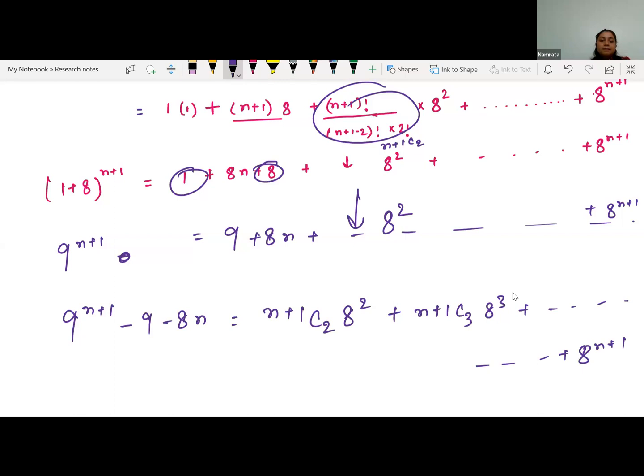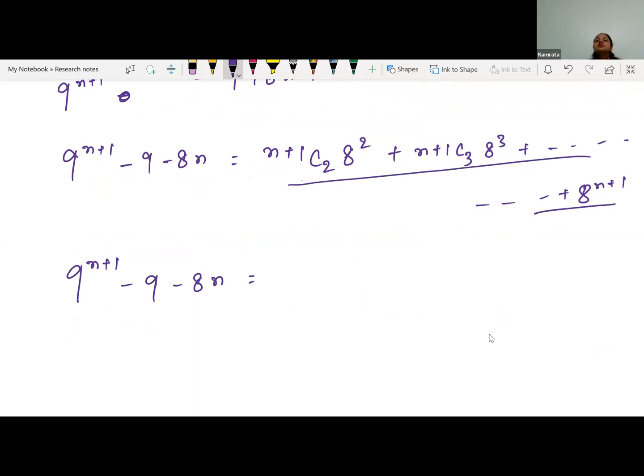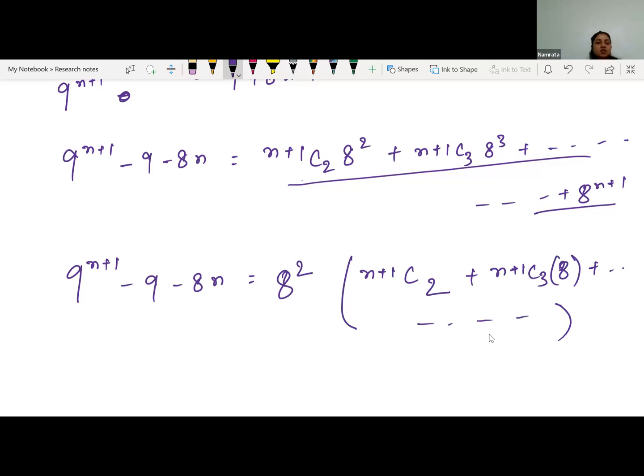Right, Lina? Yes, ma'am. So here we will have 9 to the power n plus 1 minus 9 minus 8n, and on this side we can take out 8 square common, because the power of 8 will keep on increasing till n plus 1, right? Yes, ma'am. So 8 square we can take out common. Why not? And what will be the remaining term? The remaining terms will be the coefficient first, then the coefficient with 8, then the coefficient with 8 square maybe, right? 8 square can be taken out as common.